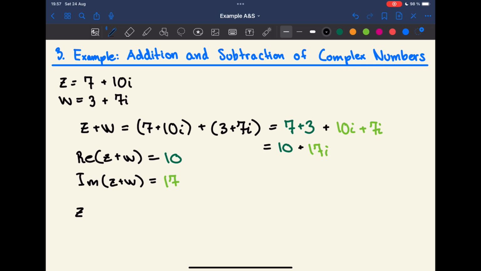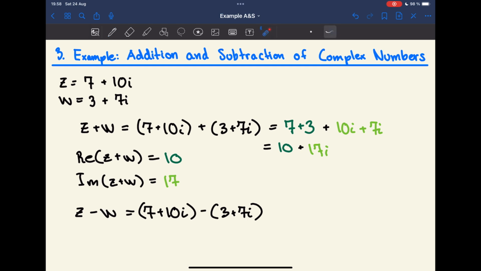So let's go ahead and see what happens if we take c and subtract w. Well, in this case, we have 7 plus 10i, that's the same. And then we subtract 3 plus 7i. Now, as I said, you could go back to my previous video to see how to subtract complex numbers, but it's way easier to just do the algebra, just multiply this minus into the parentheses and see what happens. So we have, let's once again keep the real parts in this green shade, 7 minus 3, because we get a minus 3 from this part when we multiply the minus in.